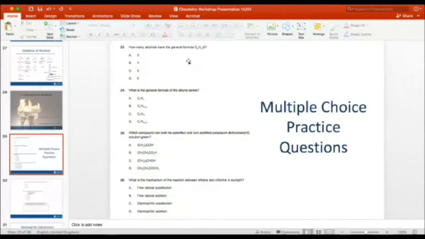So it's important that when you're doing practice papers, you always use a logical route to answer these questions. Otherwise, you're going to waste too much time.